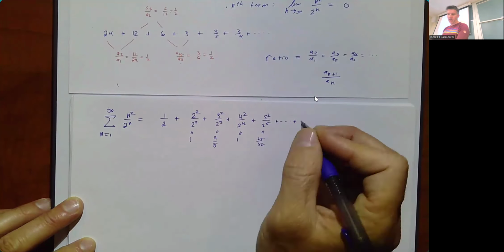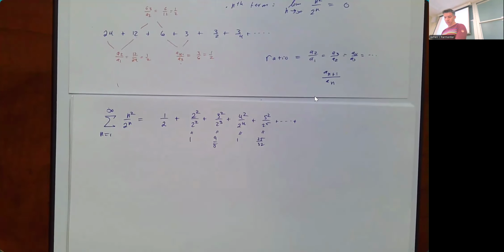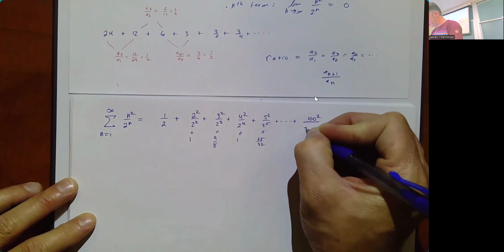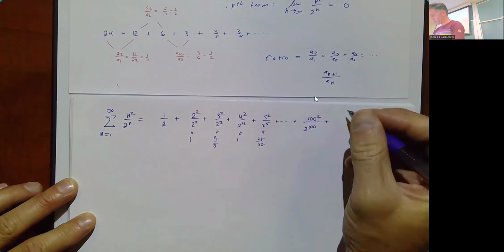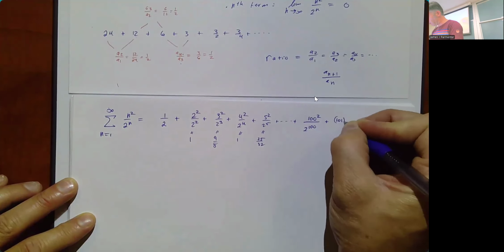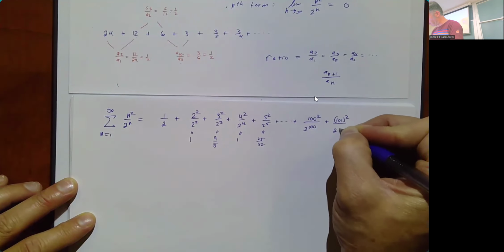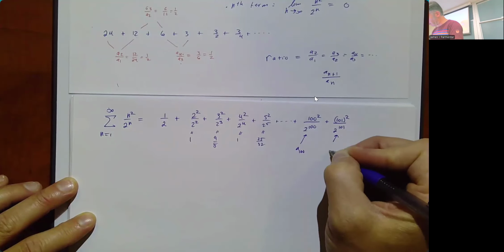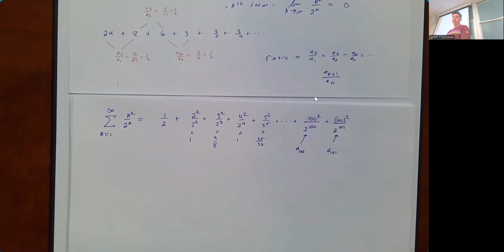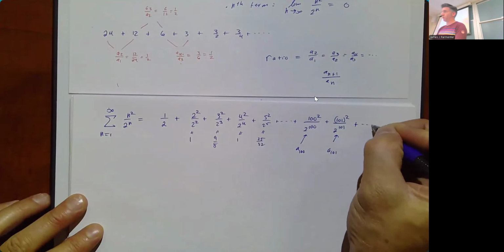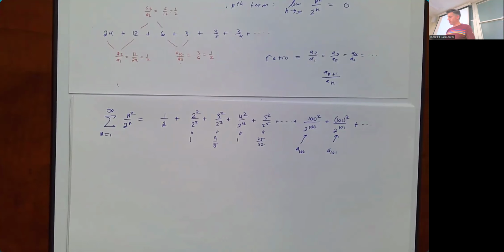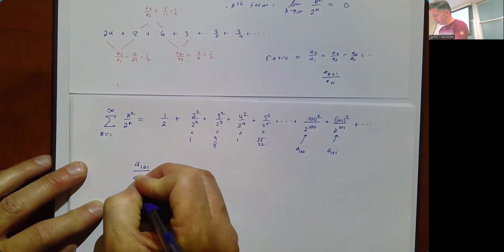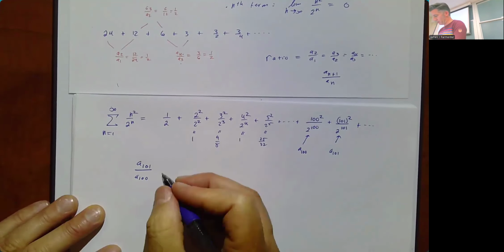But if we go way further out, to say the 100th term and the 101st term, the 100th term is going to be 100 squared over 2 to the 100th power, and the 101st term is going to be 101 squared over 2 to the 101st power. So there's our a sub 100 and our a sub 101. Let's look at the ratio of those two terms and see what happens. So if we look at a sub 101 divided by a sub 100.